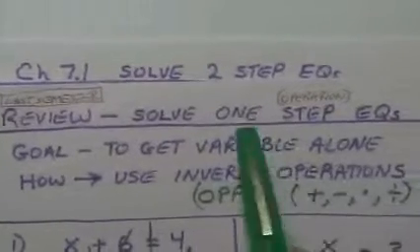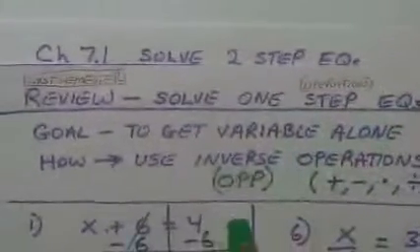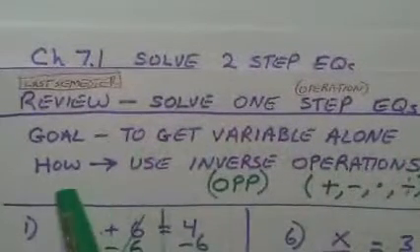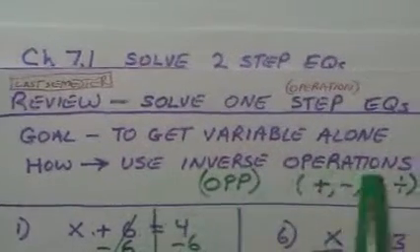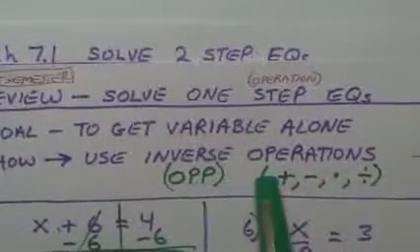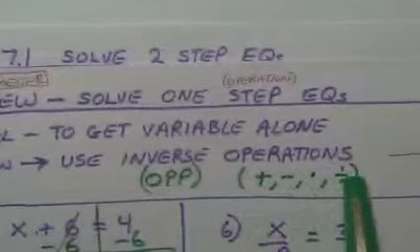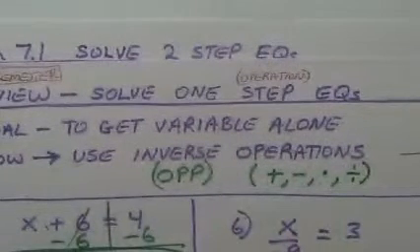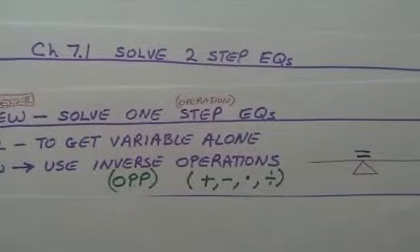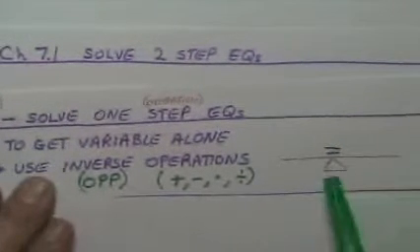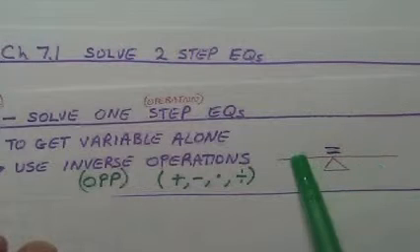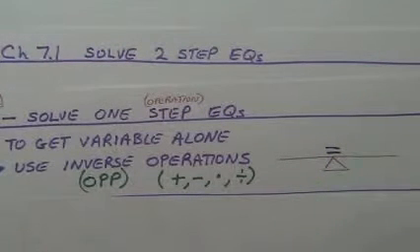Remember, the day before we solved one-step equations, and we said our goal was to get the variable alone. And how do we do that? We use inverse operations. In other words, inverse meaning opposite, and operations is add, subtract, multiply, and divide. Another way of looking at it is we're undoing whatever operation has been done. The other thing to keep in mind is that an equation is pretty much like a balance. So what you do to one side, you must do to the other side.